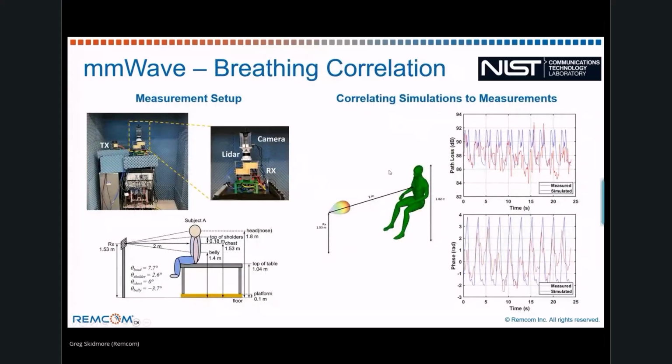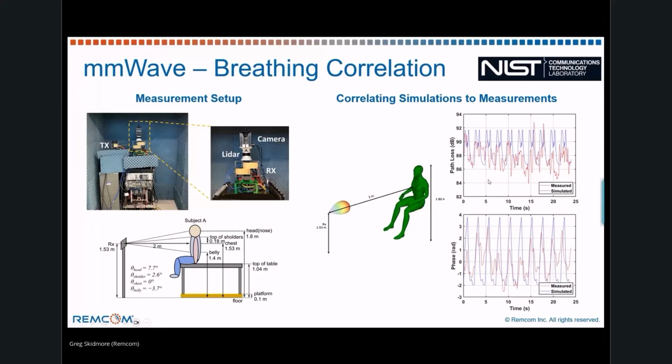And then looking at breathing and Micro-Doppler, we worked with NIST on this as well. They took some measurements, a very high resolution set of measurements, looking at angles of arrival and departure, looking at detail over time of breathing and heart rate. And Ben Hardy is going to be talking a little bit later about a little more of the details of how we went about doing the modeling and simulation.